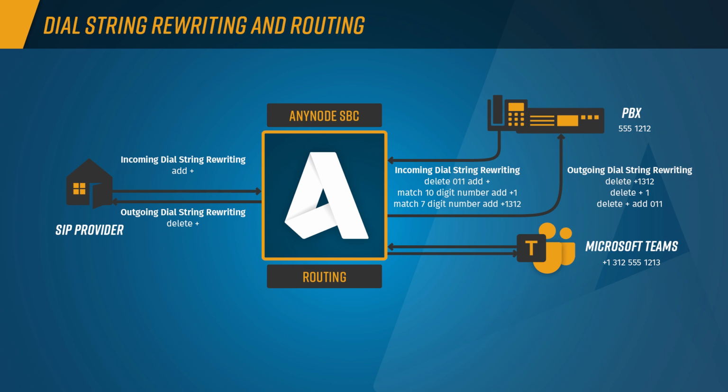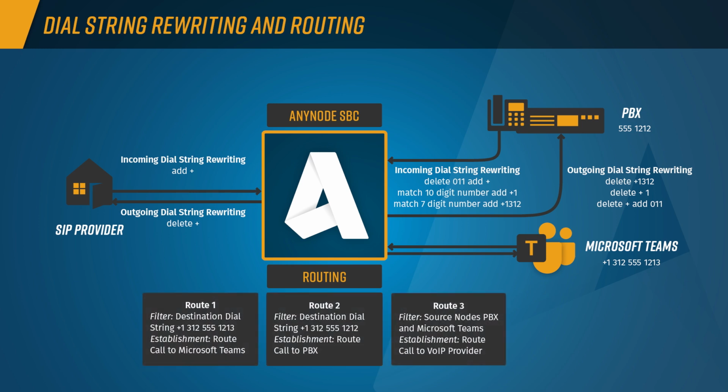An attempt is made in the routing domain to find a route that matches the criteria of the incoming call. The graphic shows 3 routes. It is checked whether the destination dial string fits, and then the establishment is carried out with the action, the route call, to the corresponding node.